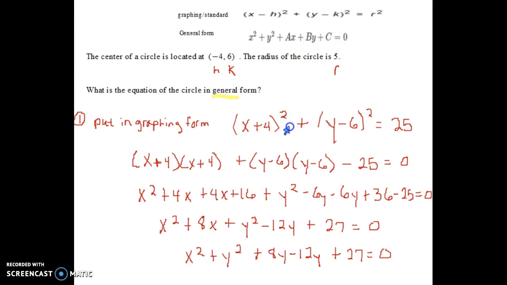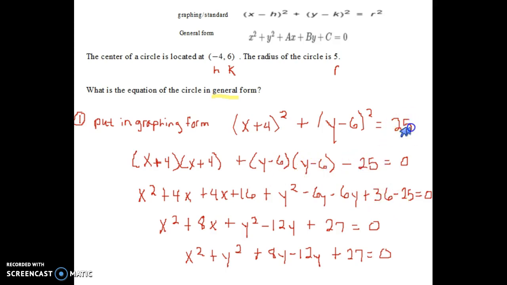Now we're going to expand it. So you're going to use that FOIL and multiply. So x plus 4 times x plus 4. So x times x gives you x squared. X times 4 gives you 4x. 4 times x is 4x, and 4 times 4 is 16. Same thing with my y's. That's y minus 6 times y minus 6, so y times y is y squared. Y times negative 6 is negative 6y. Negative 6 times y is negative 6y. Negative 6 times negative 6 is 36.